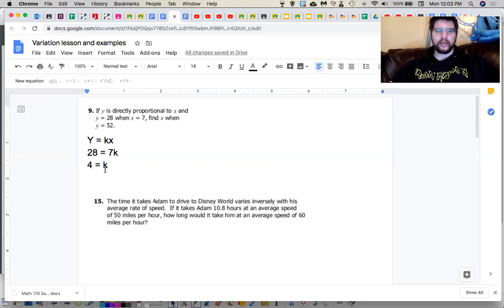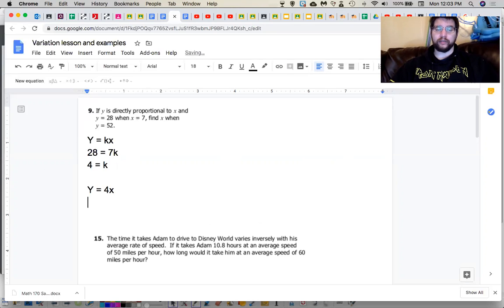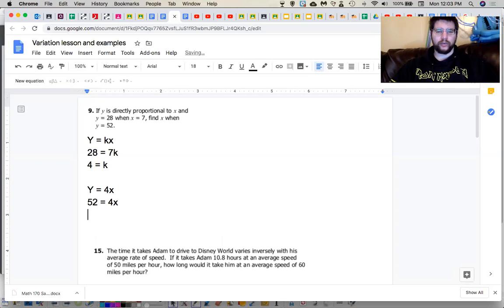Now, I'm going to take this 4 I just found and plug it back into this general equation here. Let me skip a space just because. y equals 4x. So now this equation is for this particular problem, because I found out what my constant of variation was. It says find x when y is 52. So now I'm going to plug in 52 for y and solve for x. Well, that's easy enough too. Divide by 4, you get 13. 13 is equal to x. That's it.